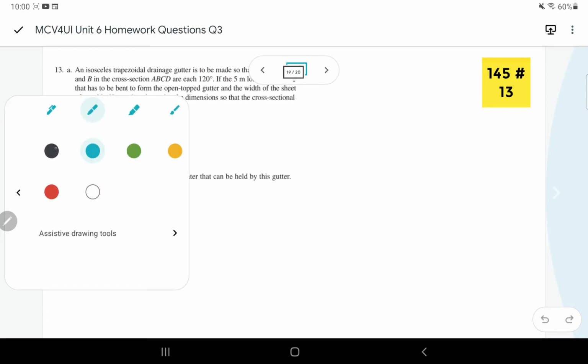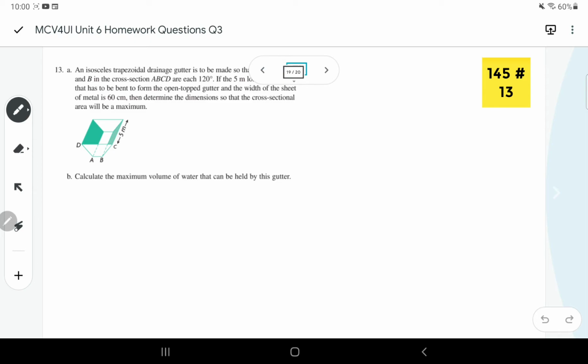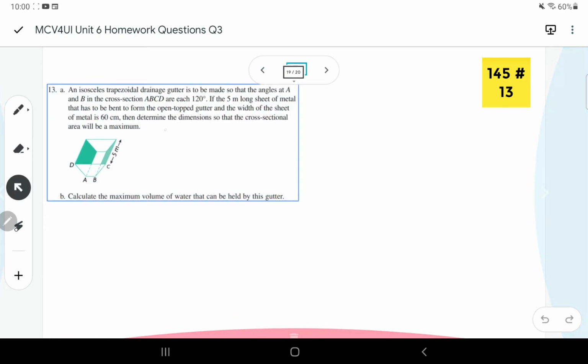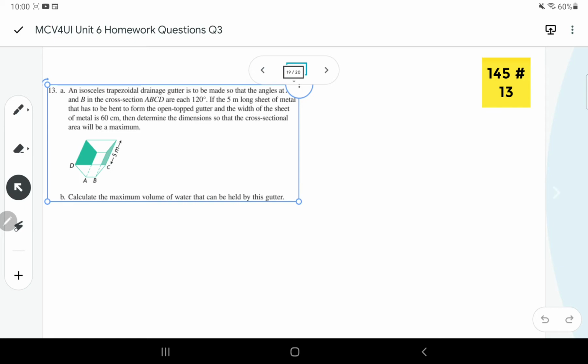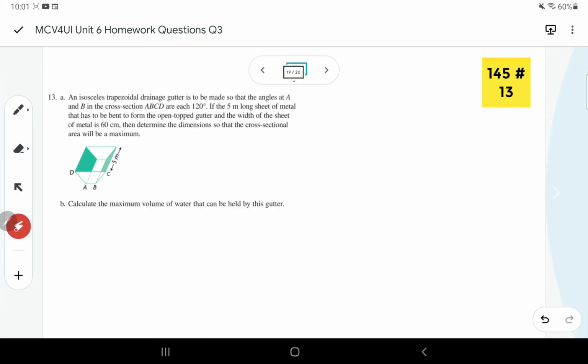Then number 13, if we take a look here, just pull this down, we have an isosceles trapezoid. So that means it's symmetric on both sides. And it's going to be made so that the angles at A and B, so here and here, are going to be 120 degrees. This sheet metal is 5 meters long, but that's actually kind of irrelevant until we want to figure out the volume. But what we want to do is figure out what the cross-section area will be maximized.